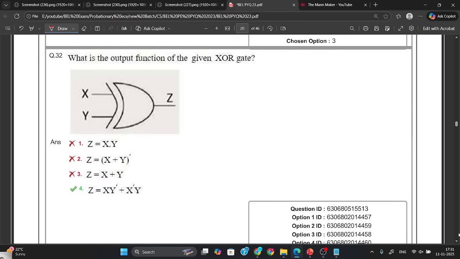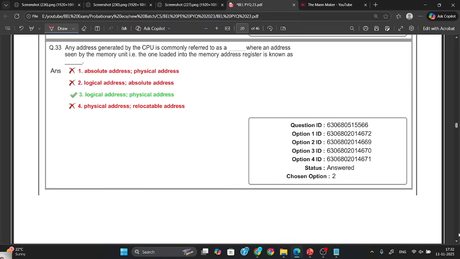Which is the output function of the given XOR? This is the symbol of the XOR gate. In the XOR gate the expression will be X XOR Y. It will be written as X Y complement plus X complement Y. So option D is the right answer.